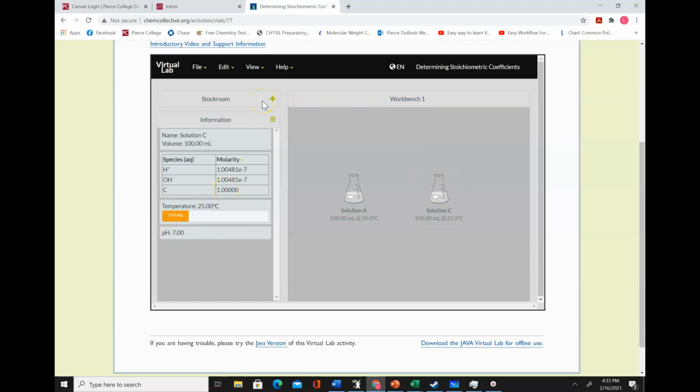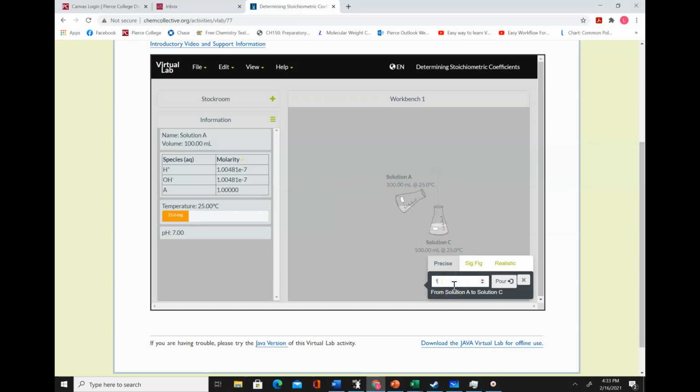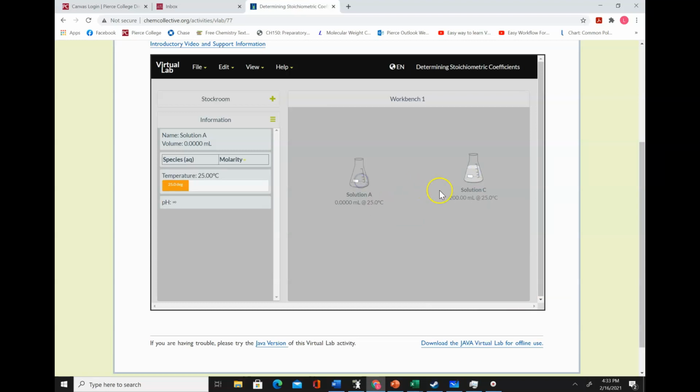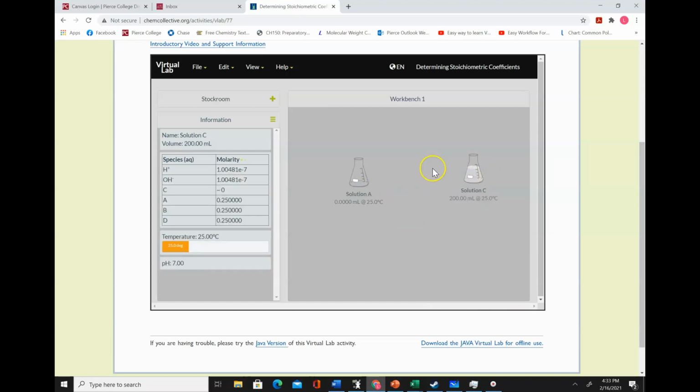Okay, so now what am I going to do? I'm going to put all of my A into my C, the whole thing. Now, it doesn't matter, you can do this with any amounts. The math is going to work out in the end. So now what do I have? Well, now I just have one container. The total volume is 200 milliliters or 0.2 liters. And I have no C, so that's going to be really easy to calculate. And then I have 0.25 moles per liter of everything else.